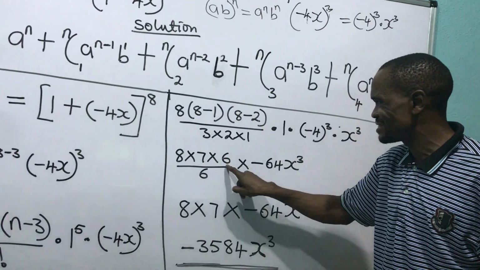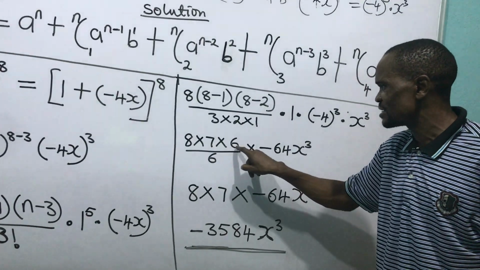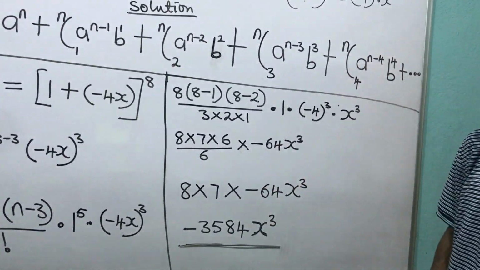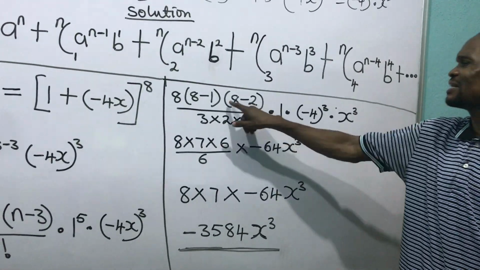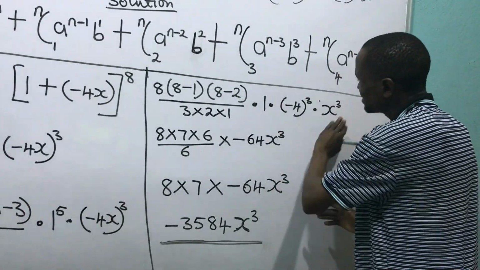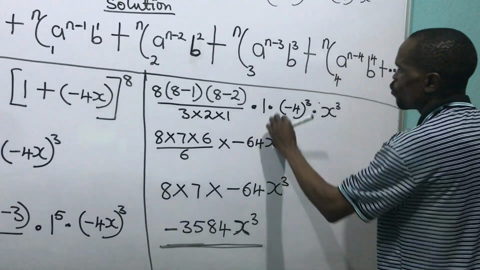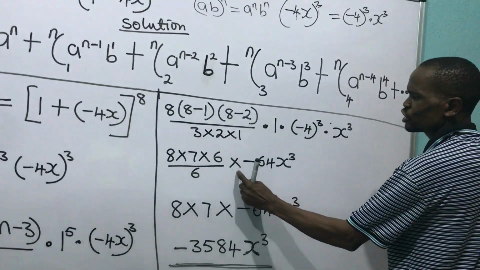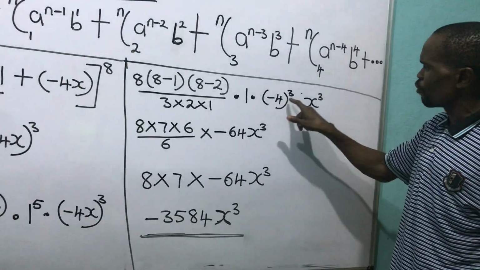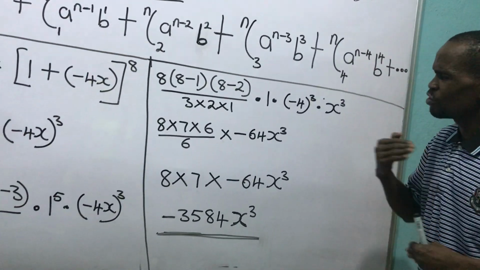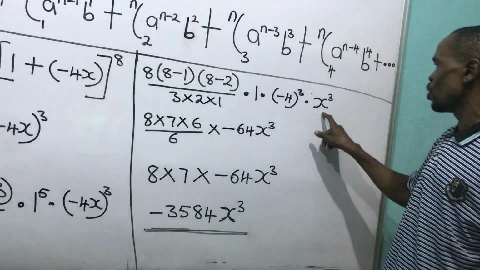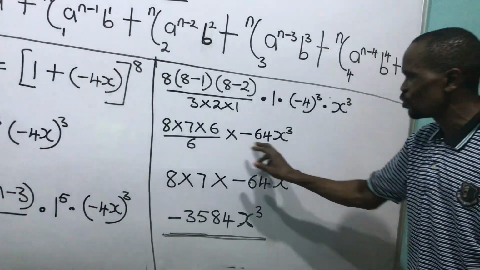8 minus 2 is 6. And this is 8 times 7 times 6 over 3 times 2, which is 6 times 1, and that's 6. Then this now becomes 1 times anything is 1. 1 times anything is that thing. Therefore, 1 has disappeared. I have multiplied minus 4 raised to power 3. This minus 4 raised to power 3 means minus 4 times minus 4 times minus 4. And that gives me minus 64 times x raised to power 3. And that's what I have here.